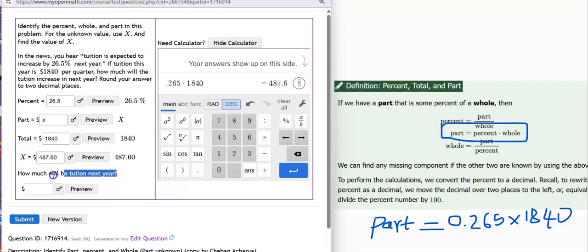So the next part, last part of the question is how much will be the tuition next year. So you have to add how much increases to 1840. So you add 1840 and that value, how much increases, which is the part. So you get the answer to $2,327.60. So the tuition next year is going to be this much, $2,327.60.